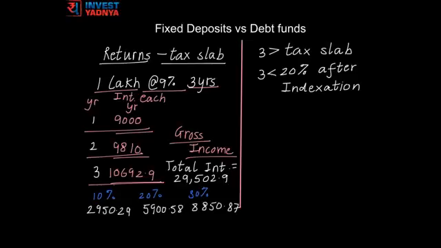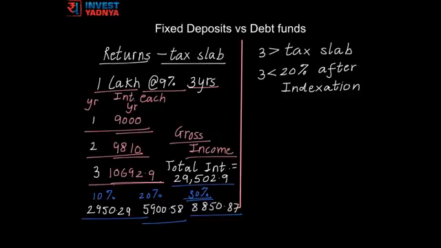So on your total interest earned of 29,502.9 rupees over 3 years, the total tax that you would have to pay if you were in the tax bracket of 10% is 2,950.29 rupees. If you were in the tax bracket of 20%, the total tax you would have to pay is 5,900.58 rupees. And if you were in the tax bracket of 30%, your effective tax would be 8,850.87 rupees.